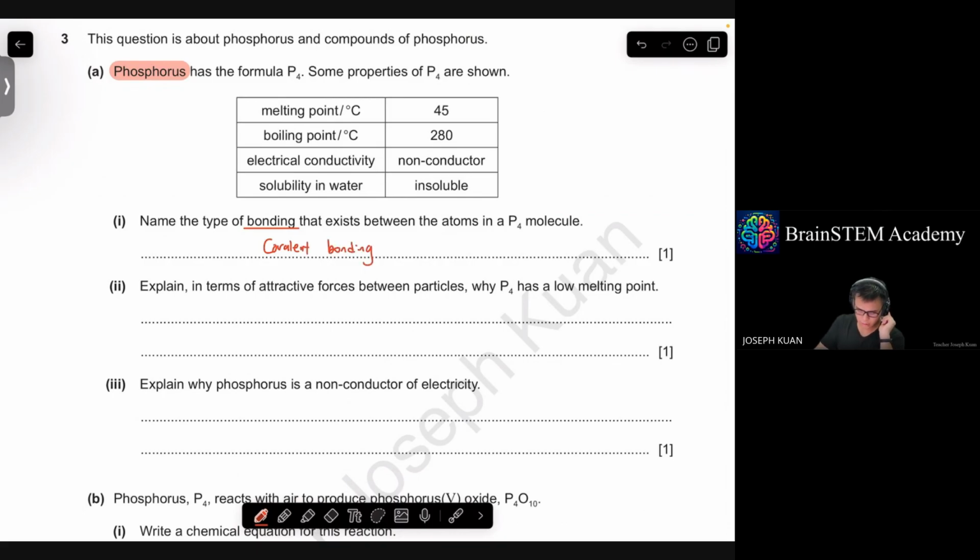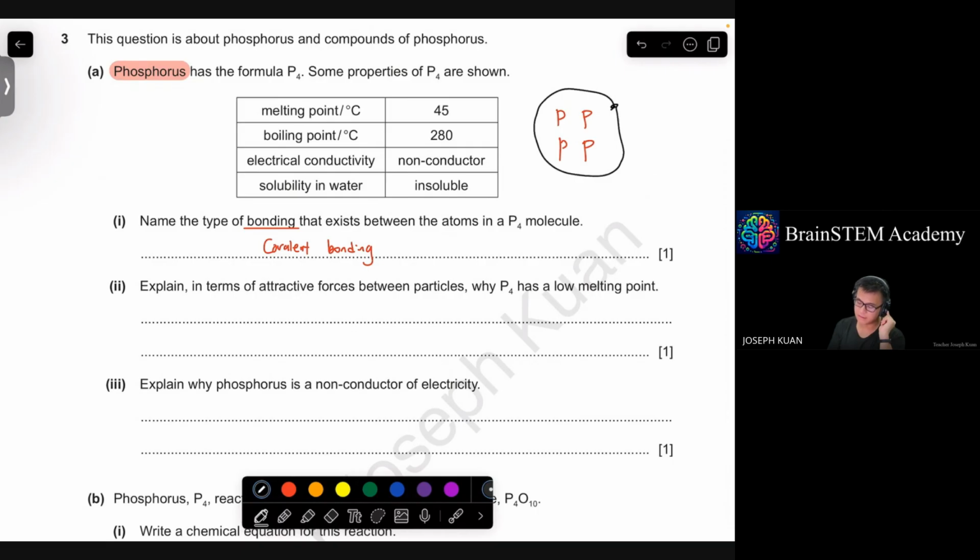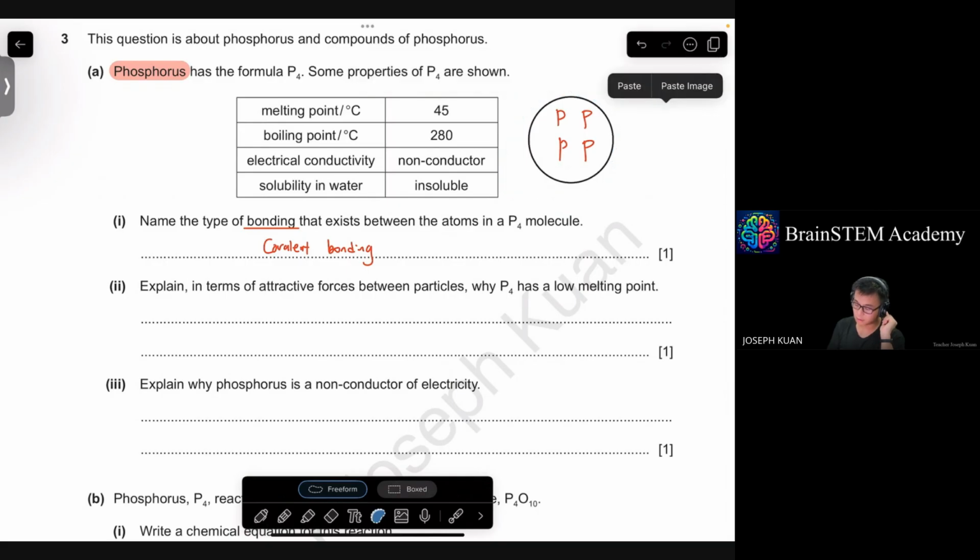Right, moving on to 2. Explain in terms of attractive forces between particles why P4 has a low melting point. Not to be confused with the previous question, in a P4 molecule, the P atoms are joined together by covalent bonding, but between the molecules, there's a very different attractive force. Allow me to draw this molecule real quick. So imagine this is a P4 molecule with another P4 molecule. In between these two molecules, there's actually a very weak force of attraction.